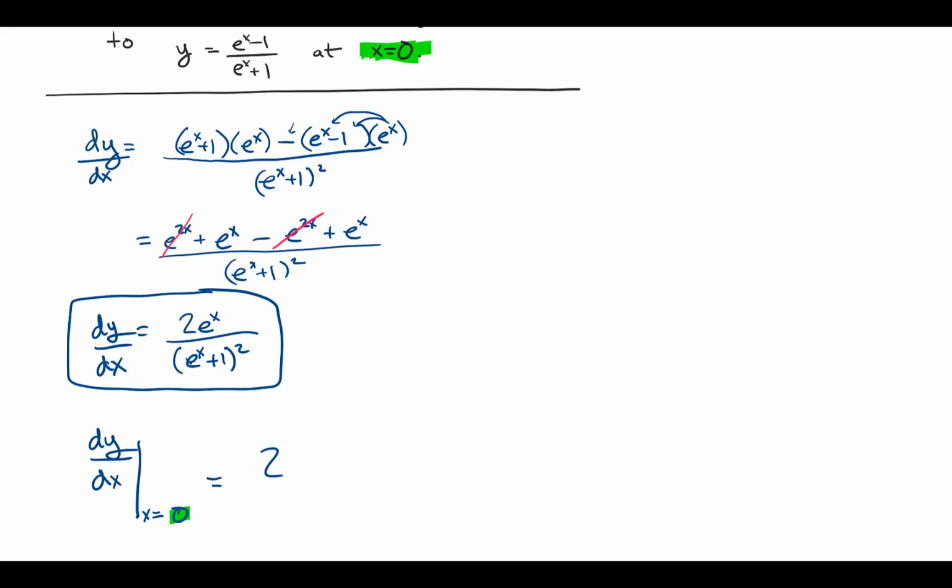So now we can plug it in. That's 2e to the something over e to the something plus 1, all squared. We look back, that something is that 0, so we're just going to plop those things in right there.